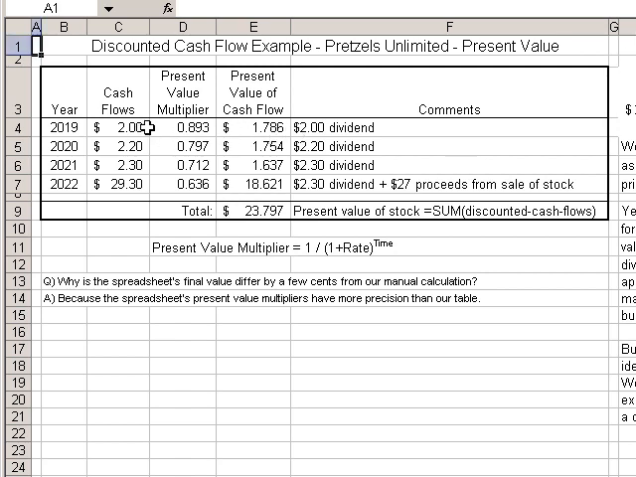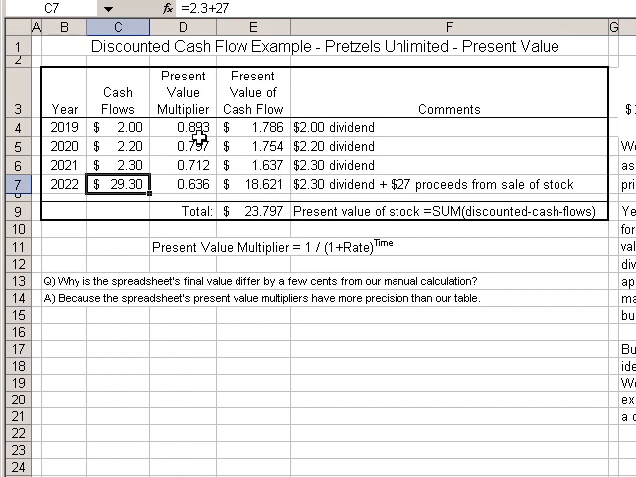This is the problem as we structured it at the very last iteration. You put in the years. Actually, you only have to put in the 1 year. It adds up the years as it goes along. And then you put in the cash flows, $2 for the first year, $2.20 for the second year, $2.30 the third year, and then $2.30 and $27.